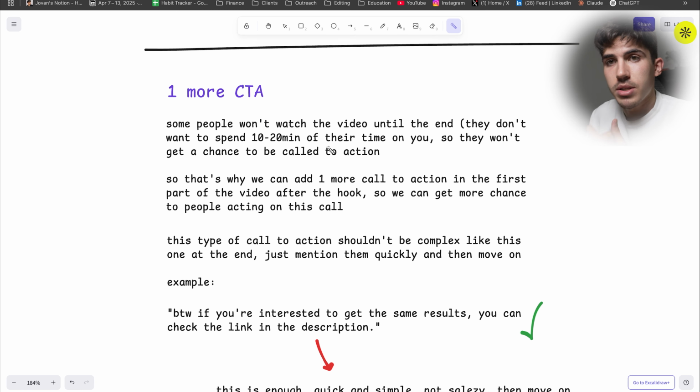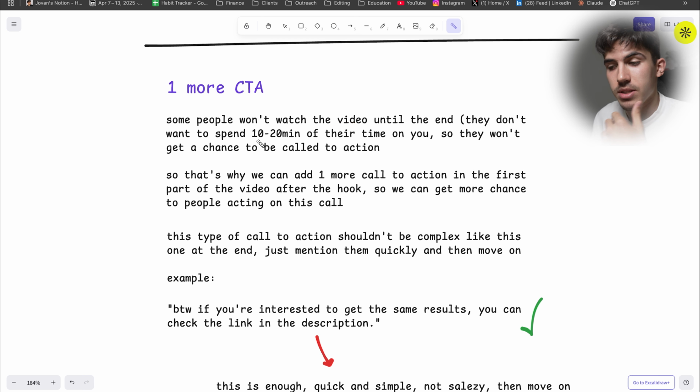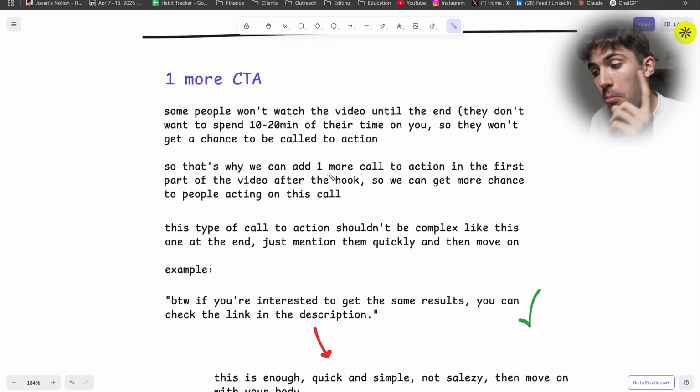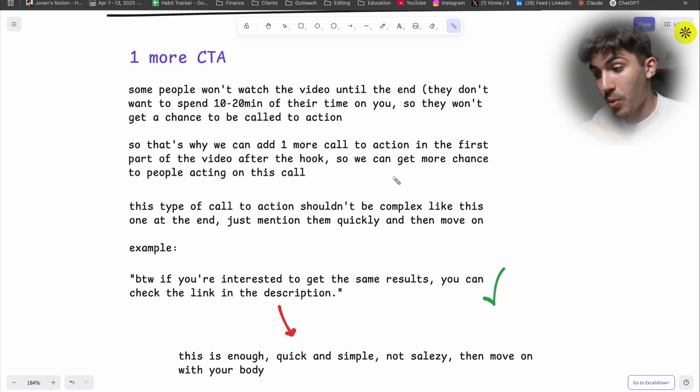Just one really important thing for call to action. Some people won't watch the video until the end. They don't want to spend, for example, 10 to 20 minutes of their own time. So they won't get a chance to be called to action because you put your call to action at the end. That's why we can add one more call to action in the first part of the video after the hook. So we get more chance of people acting on it.